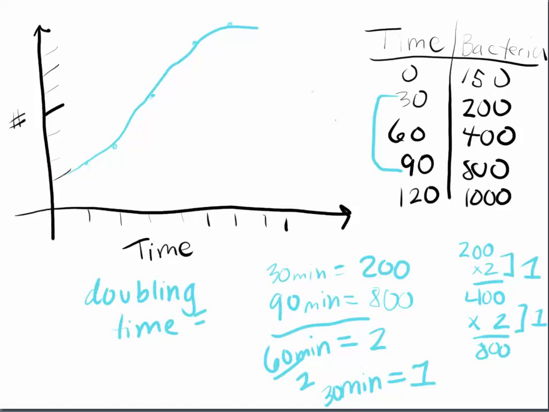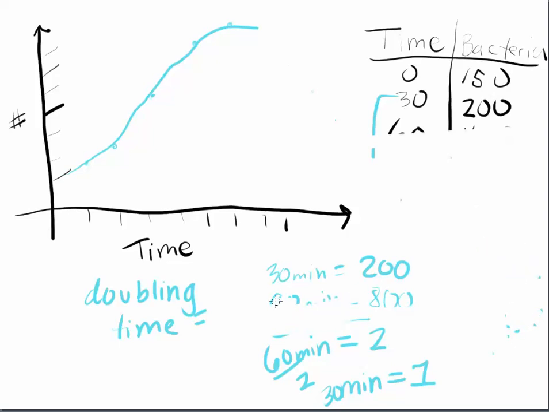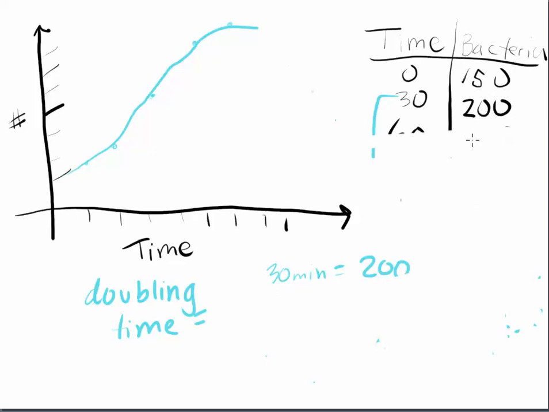What if we changed it up a little bit? Instead of going 200 to 400 in our 30 minutes, what if, in our 30-minute window, instead of at 30 minutes we have 200, at 60 minutes, what if we had 800 there? So at 30 minutes we have 200, at 60 minutes we have 800.